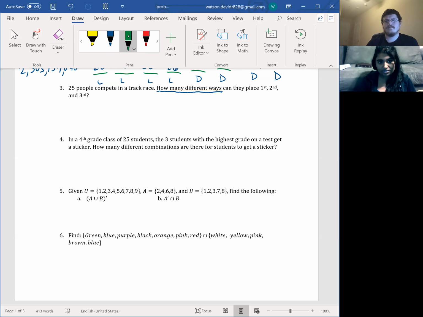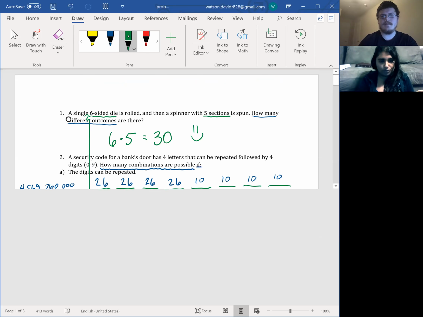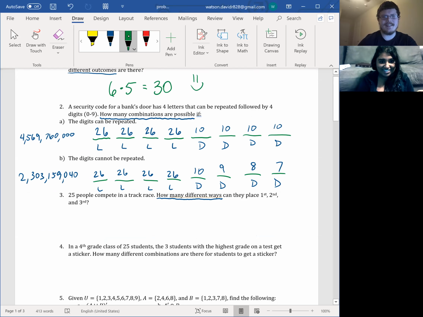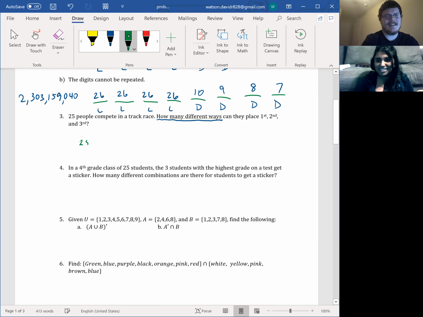Well, order matters. Because just think about it. If I got in first and David got in second, if you reverse that, it wouldn't mean the same thing. I'd be pretty upset that I came in second. So order matters. First, second, and third. So you have to do permutation. So that's 25 P3. Oh, what just happened? Y'all saw nothing. You flipped out your computer.